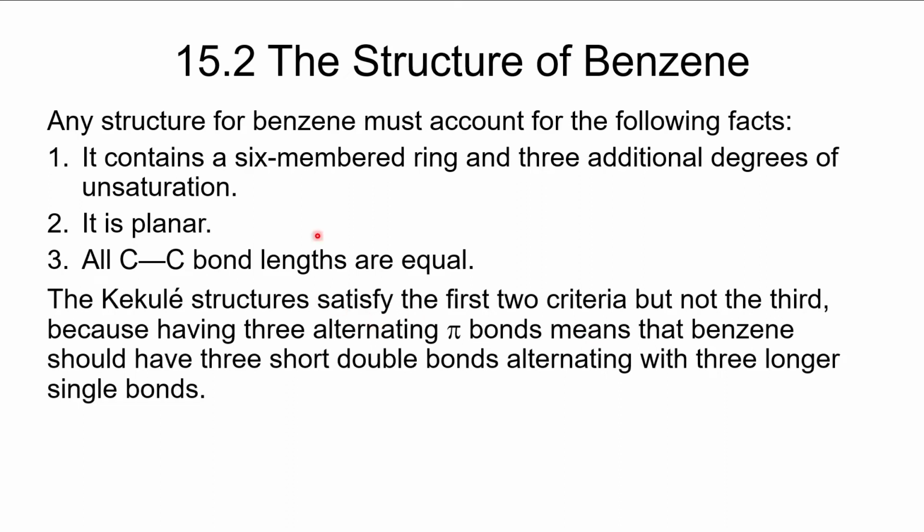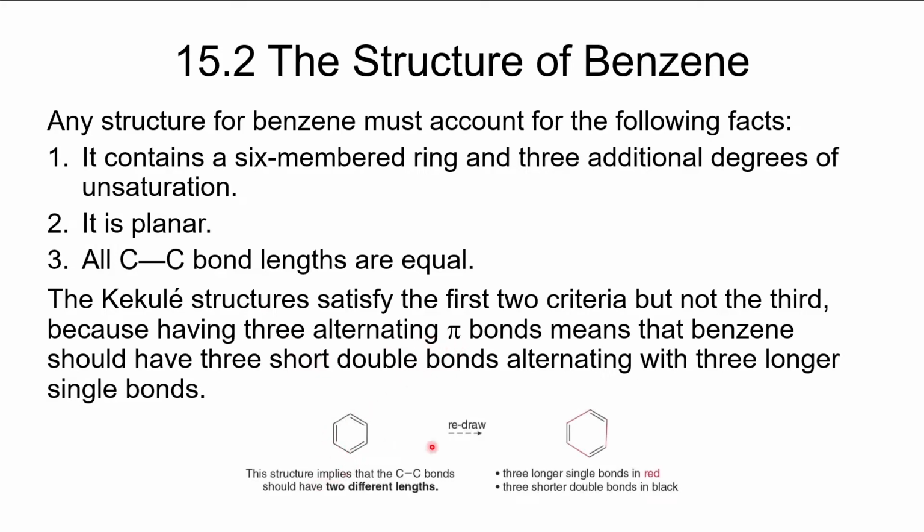Kekulé structures definitely satisfied the first 2, but because it has 3 alternating pi bonds, that would imply that we would have 3 bonds that are shorter, the double bonds, and 3 bonds that are longer, and that it would be alternating back and forth where the double bonds would switch position. Again, our modern view of benzene is that it doesn't do that. All 6 carbon-carbon bonds in benzene are identical. And that happens because of resonance, not because of an equilibrium process.